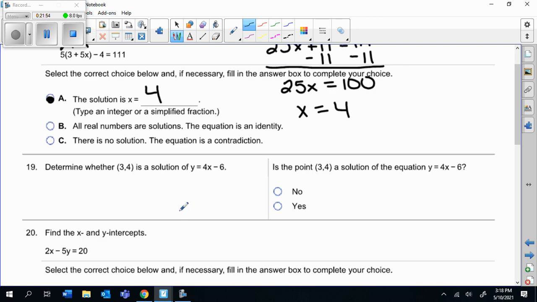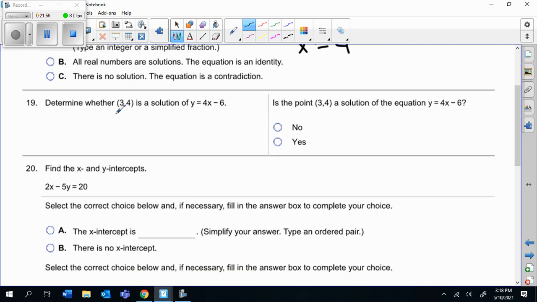Is it a solution? I would just plug in the x and y and see if it's true. So 4 is y, and then 4 times 3, take away 6. 4 times 3 is 12. 12 minus 6 is 6. Is 6 equal to 4? No. So if it's not equal, it's not a solution.